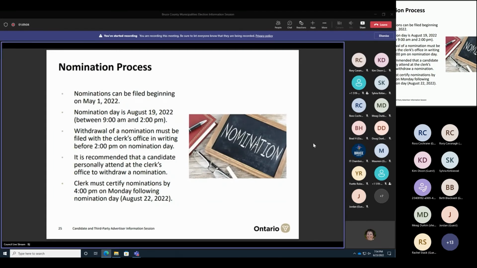So, the nomination process. The first day for filing nominations was May 1st, 2022. This fell on a Sunday, so unless the clerk had policies in place to allow electronic filing, candidates would have to wait until Monday, May 2nd, 2022 to file their nomination. The last day and time for filing nominations for the 2022 election is August 19, 2022 at 2 p.m.